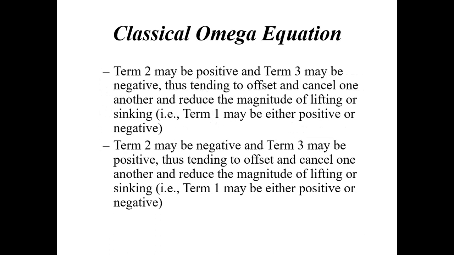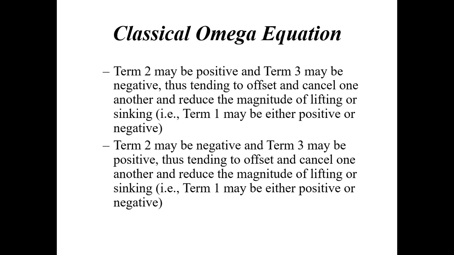You may have a case where term 2, the vorticity advection, is positive and term 3, the temperature advection, is negative. This tends to offset and cancel each other, and that's going to reduce the magnitude of lifting or sinking. In this case, with different signs, term 1, your vertical motion, may be either positive or negative. We would have to know more about what's going on in the atmosphere to really determine if the vertical motion is rising or sinking.